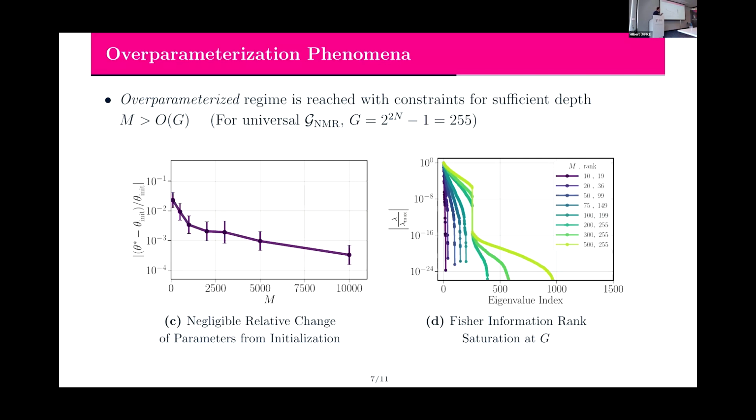I'll probably skip this slide for now. We're also looking at these effects known as lazy training, where your parameters barely have to change from their initial values over the course of the optimization. And you can see that for deeper circuits, you get even less change. So this is another indication of over-parameterization.